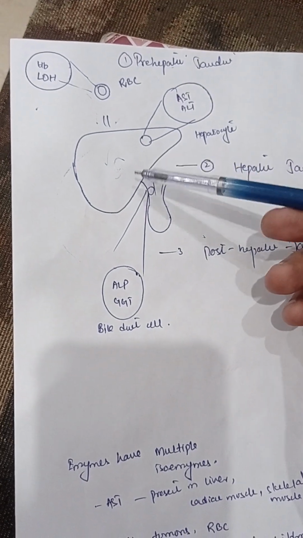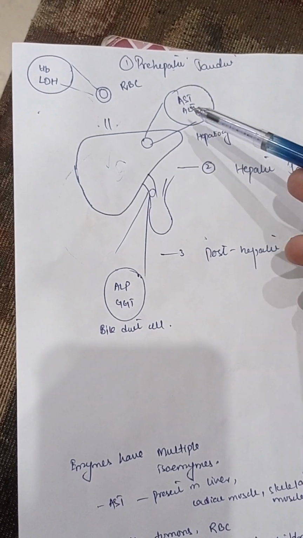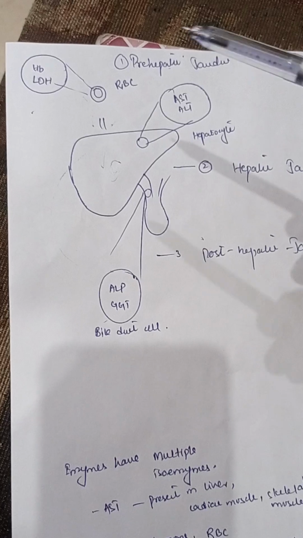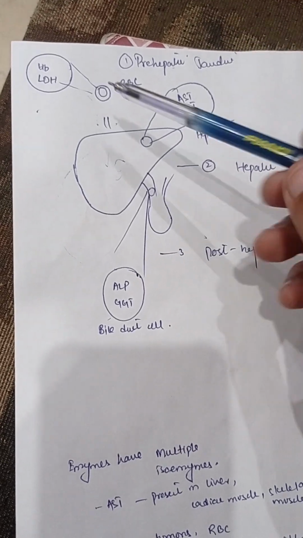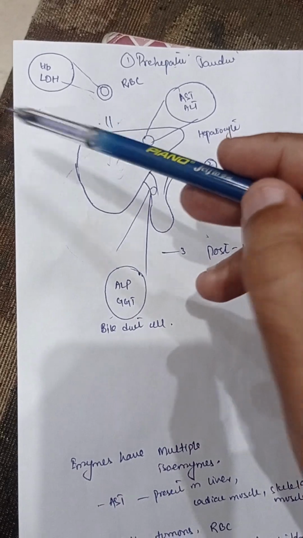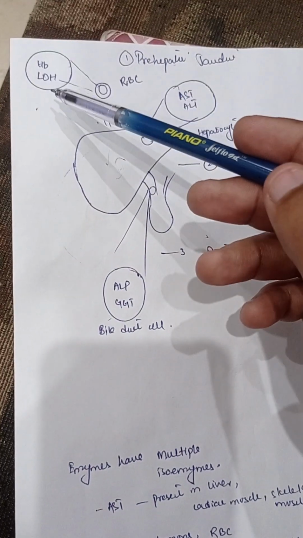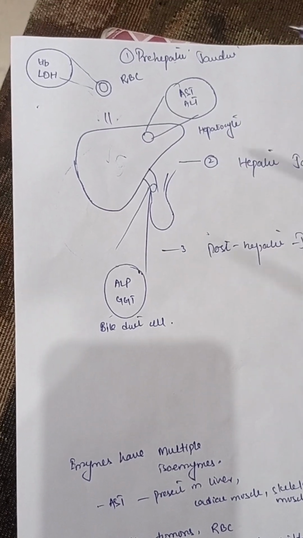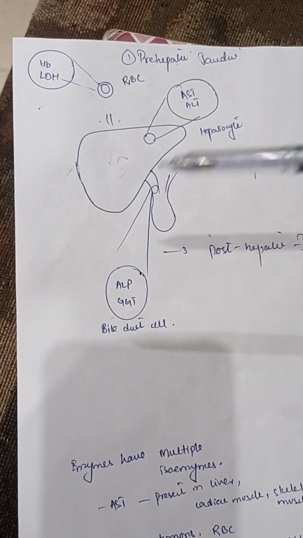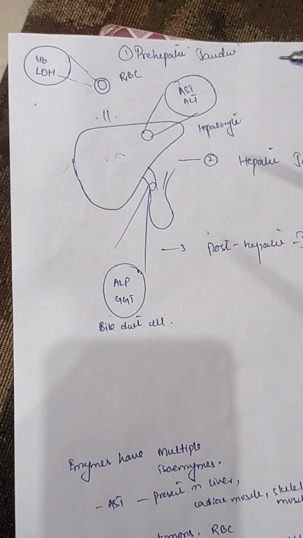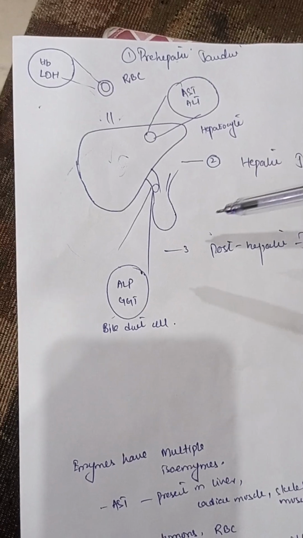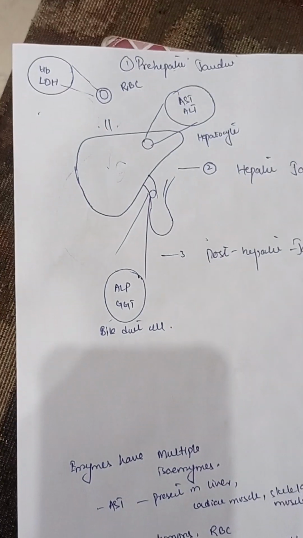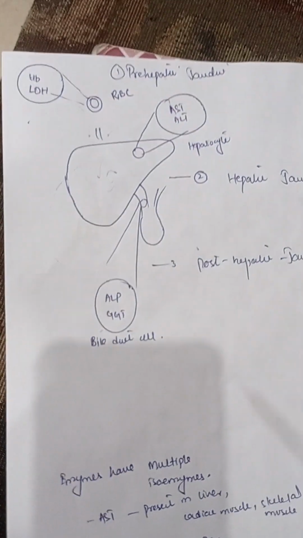While the hepatocytes and the bile duct cells are normal, the AST, ALT, ALP, and GGT enzymes will be normal in this type of jaundice. So whenever you see lab reports in which the HB is low, because there is hemolysis, and LDH is raised, the bilirubin is raised, urobilin in urine is raised, stercobilin in stool is raised, and the urine and stool are dark colored, this type of jaundice is hemolytic jaundice or prehepatic jaundice.